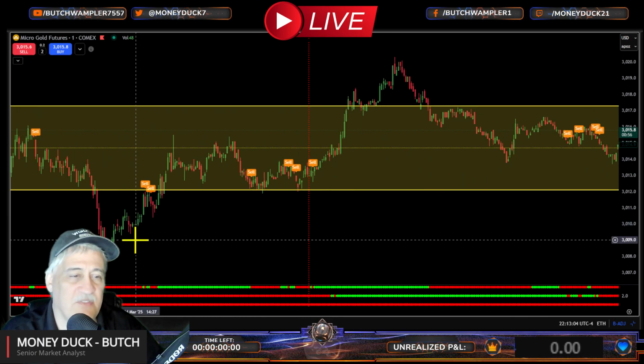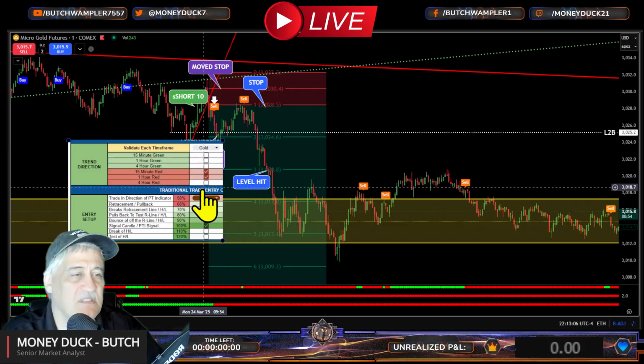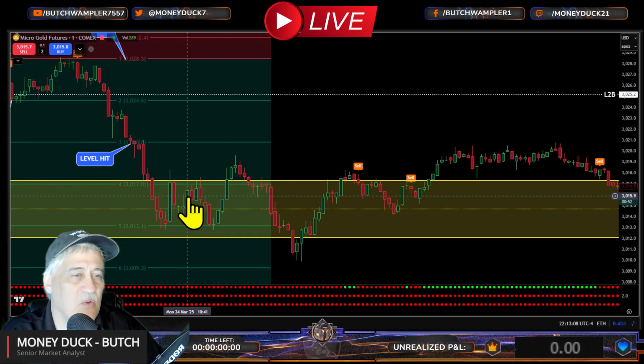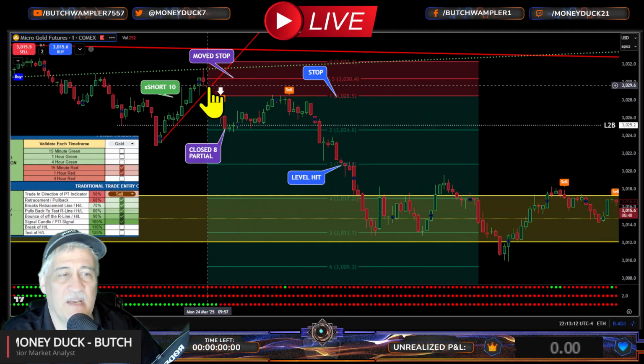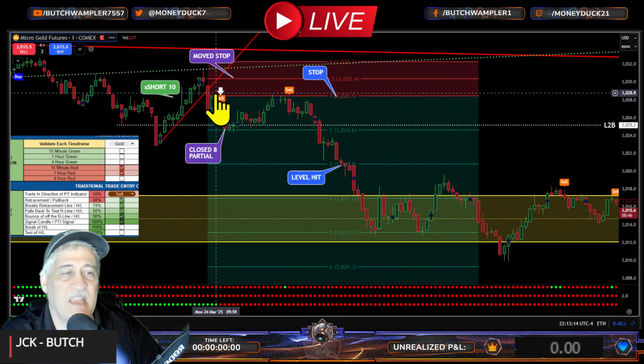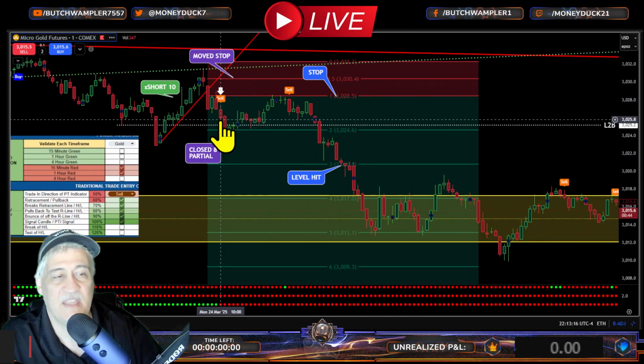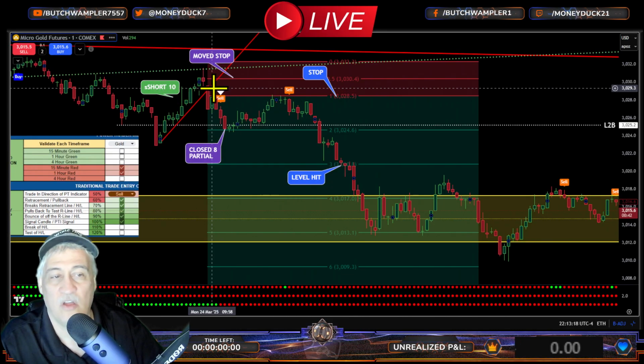Now, before we go through the replay motions, I just kind of want to show what the 3 minute looks like. Okay, so here's the 1 minute, right? It broke the retracement line, came back to test, red candle, then signal. Now, I got in on the pullback.